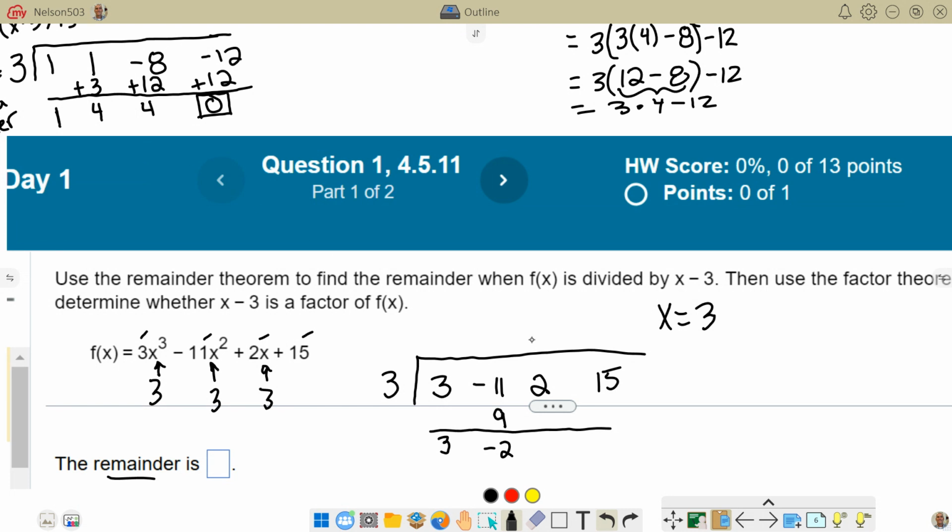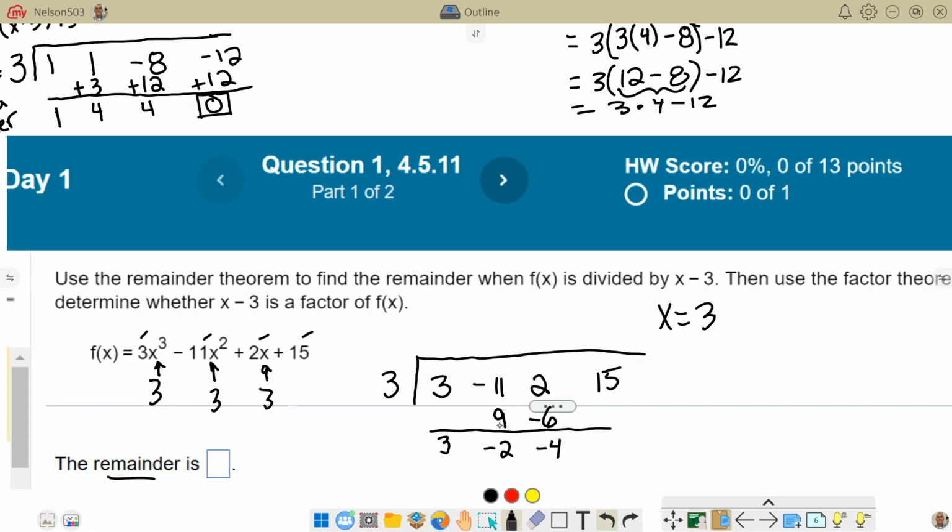Now I didn't get any negatives on my first example, so this is going to look like subtraction right here, and I've got this little symbol that I'm going to write on. Hopefully you can see this. So I go 3 times negative 2 is negative 6, and I put that right there. Now I'm adding these two numbers together. You might think of it as subtraction, 2 minus 6, right? And you get negative 4.